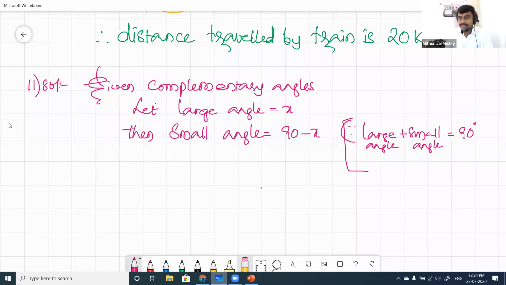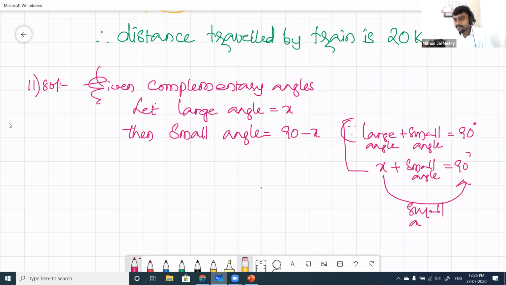Now, keep here the small angle, right? And large angle is what? X already, you know that. So X plus small angle is equal to 90 degrees. When you take this X that side, what you will get? You will get only small angle. So small angle is equal to 90 minus X. So we are getting the small angle also.